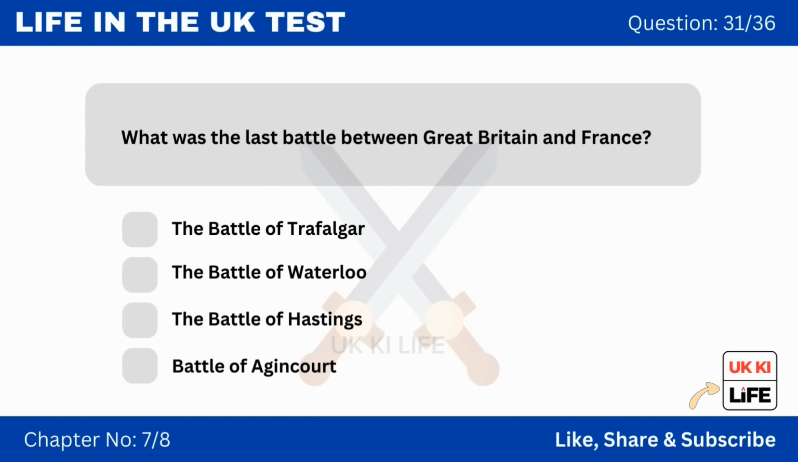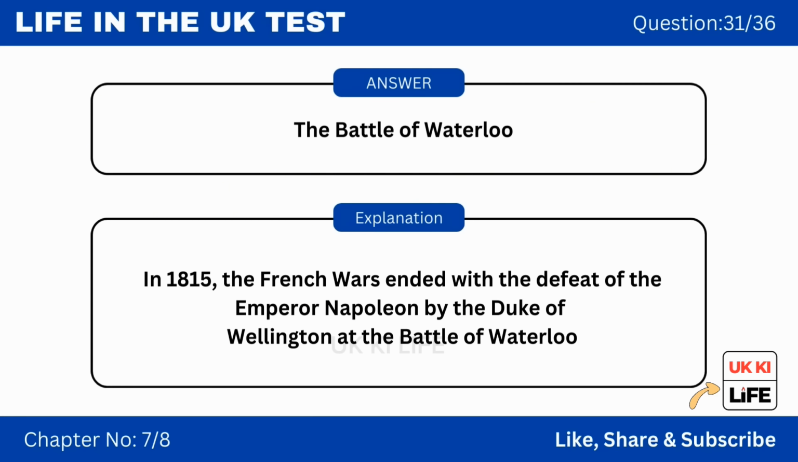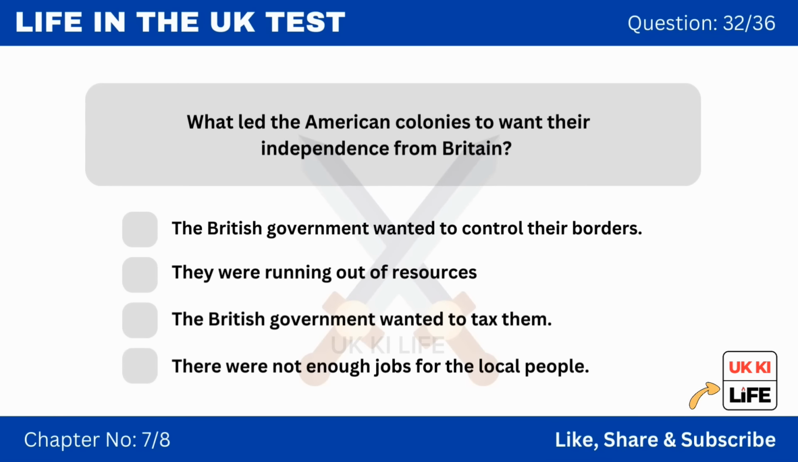The correct option is B. Explanation. In 1815, the French wars ended with the defeat of the Emperor Napoleon by the Duke of Wellington at the Battle of Waterloo. Question 32. What led the American colonies to want their independence from Britain? The British government wanted to control their borders. They were running out of resources. The British government wanted to tax them. There were not enough jobs for the local people.